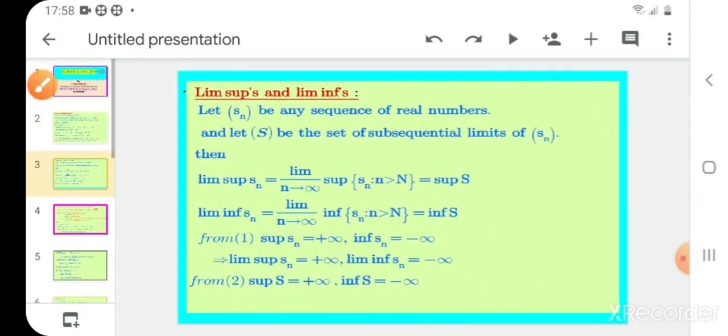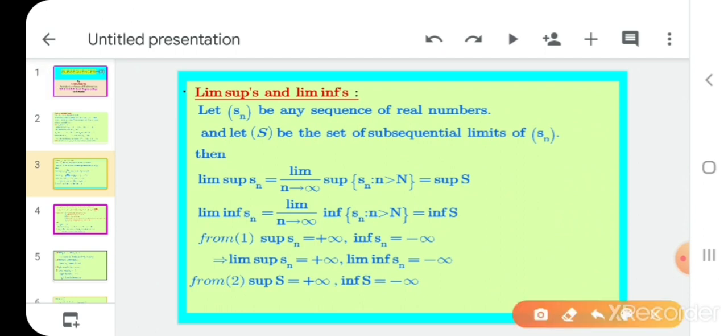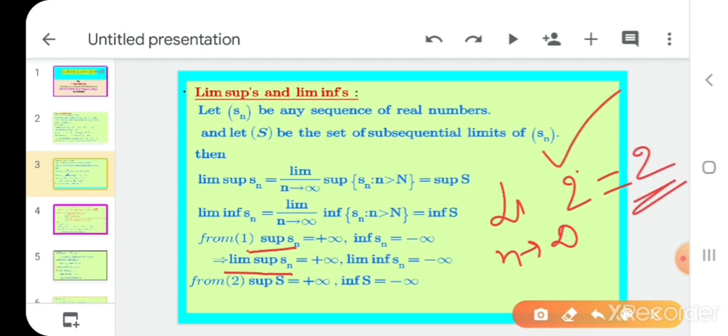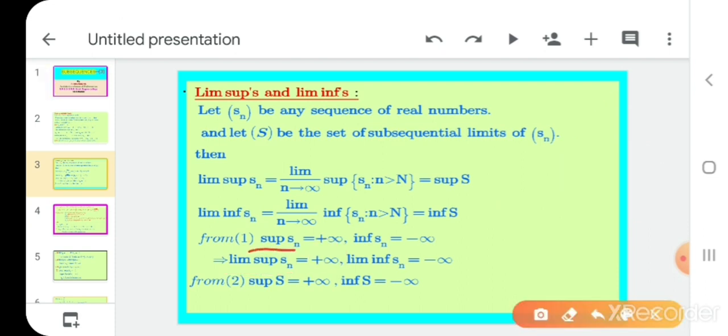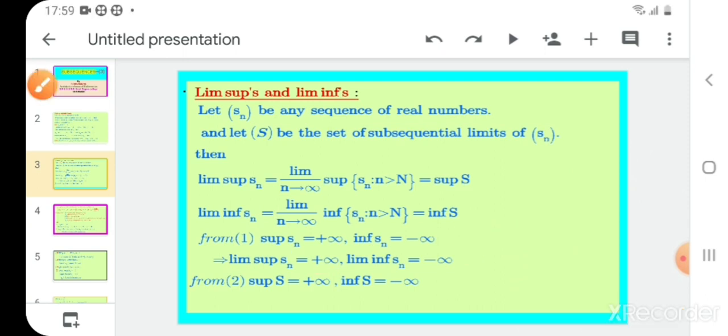Okay, next. That implies I applied the limit. The limit supremum of Sn equals, what is the limit of a constant? Tell me. The limit as n tends to infinity of 2 is 2 only, since 2 is a constant. Similarly, plus infinity is the constant here. So the limit of the supremum of Sn is plus infinity. Similarly, the limit infimum of Sn is minus infinity.